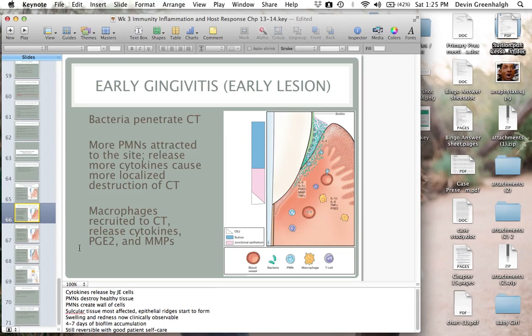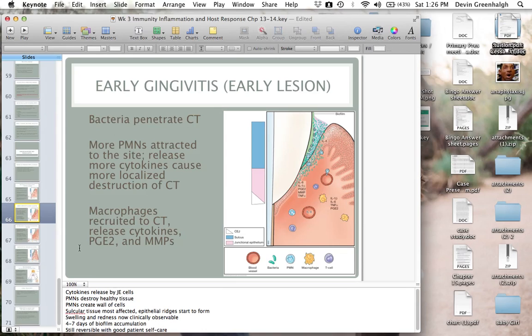Bacteria is present and penetrates the connective tissue. More PMNs are attracted to the site and release cytokines, which cause destruction of connective tissue. Macrophages are recruited to the connective tissue, and they also release cytokines, prostaglandins E2, and MMPs. Cytokines are released by junctional epithelial cells. PMNs, neutrophils, destroy healthy tissue. PMNs create a wall of cells. The sulcular tissue is most affected.